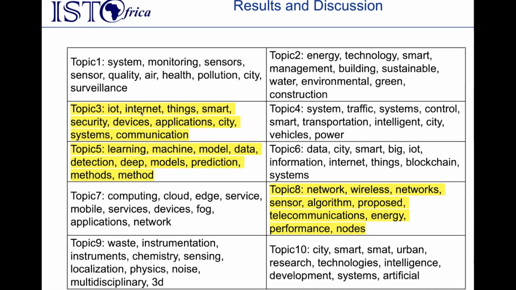But let's see some of the results in hours. For example, I mentioned topics 3, 5, and 8. So here, of course, based on the search string, one of the words with the highest probability for topic 3 is Internet of Things, or IoT, followed by Internet, Things, Smart. You can see all these are clustered as one topic that has some relationship. If you look at topic number 8 again, you can see some relationship here. We're talking about wireless and networks, algorithms, and so on.